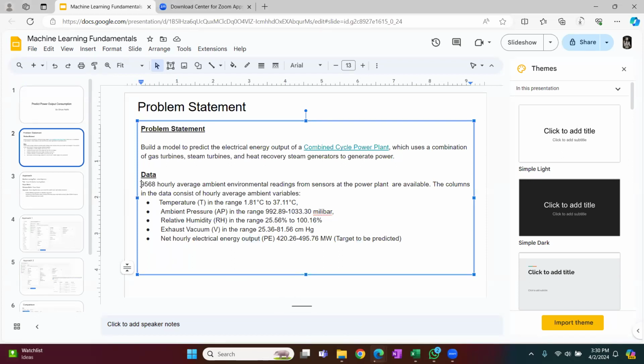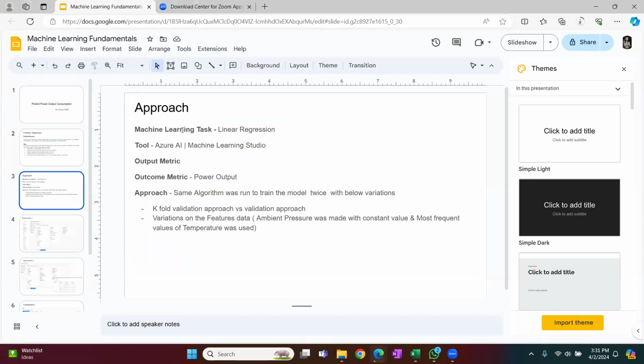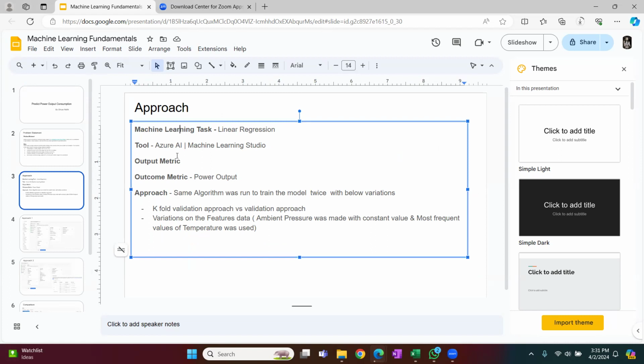We have less than 10,000 rows, but that is sufficient for us to train our model and see the variations of the data. Since we are required to do a prediction, I used a linear regression approach for training the model. The tool I used is Azure AI Machine Learning Studio. The outcome metric is power output.